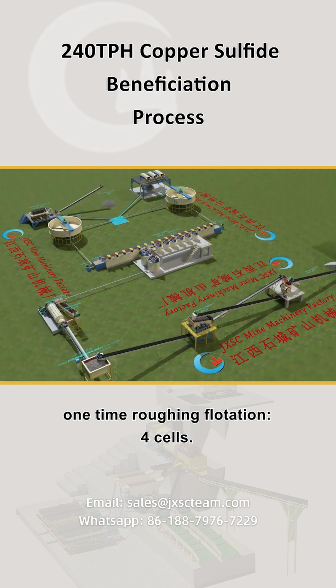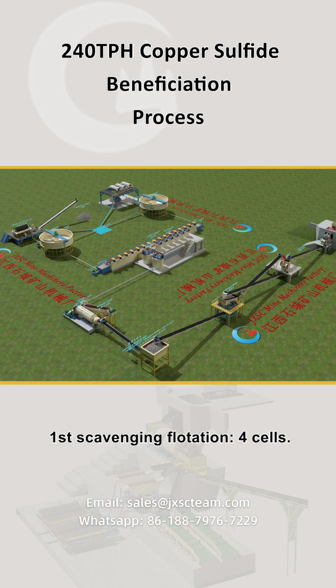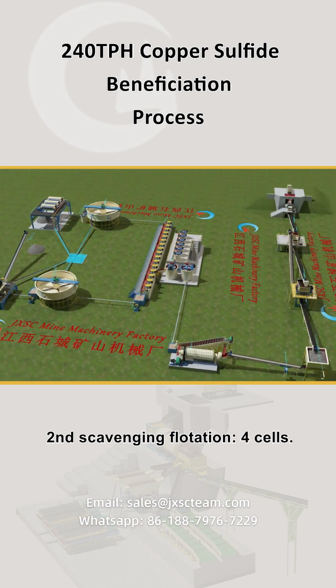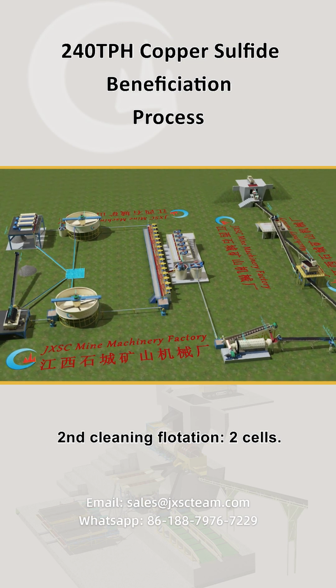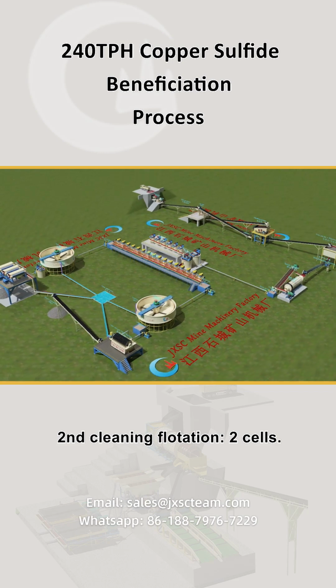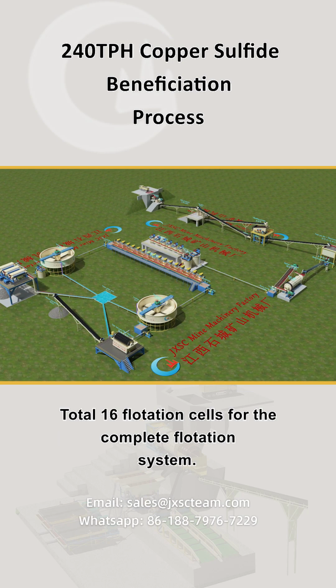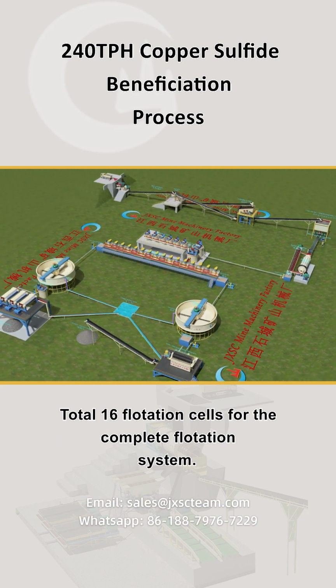One-time roughing flotation, 4 cells. First scavenging flotation, 4 cells. Second scavenging flotation, 4 cells. First cleaning flotation, 2 cells. Second cleaning flotation, 2 cells. Total 16 flotation cells for the complete flotation system.